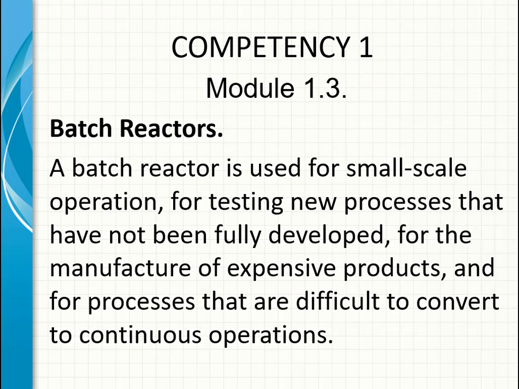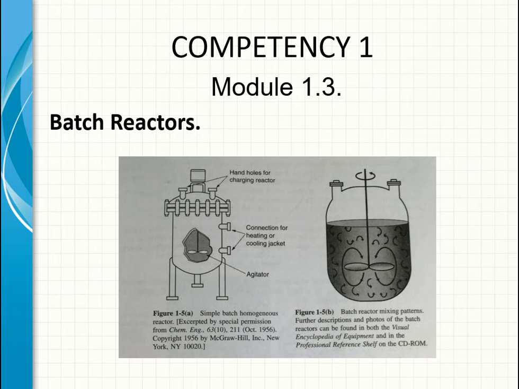Batch reactors. A batch reactor is used for small-scale operation, for testing new processes that have not been fully developed, for the manufacture of expensive products, and for processes that are difficult to convert to continuous operations. And here we have a batch reactor. At the top of the reactor, we have the entrance of the reactants. At the bottom of it, we have the exit of the product. And inside the reactor, we have systems to mix the reactants.